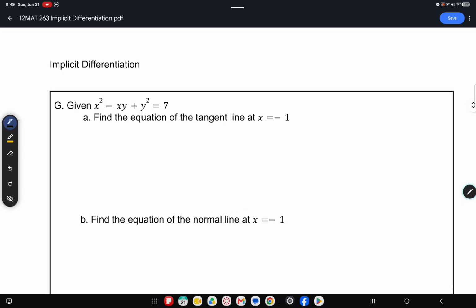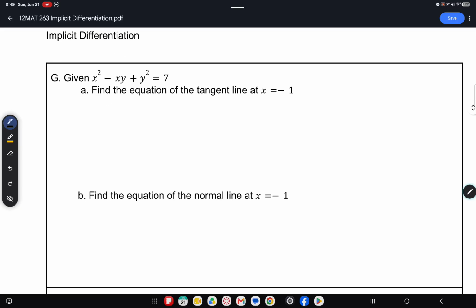All right. So we have another function, and we want to do some more things with it. So find the equation of a tangent line at x equals -1, and then we want to find the normal line as well. So just remember, the normal line is perpendicular to the tangent line.